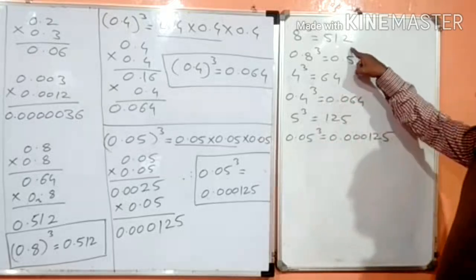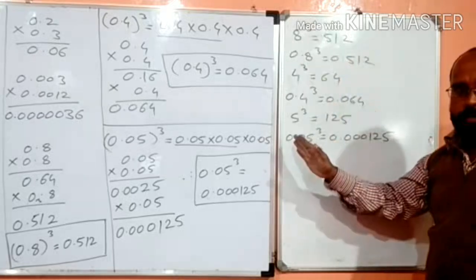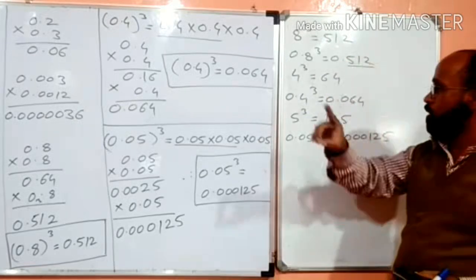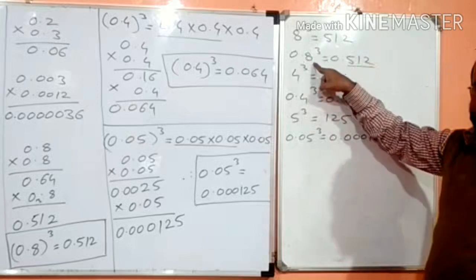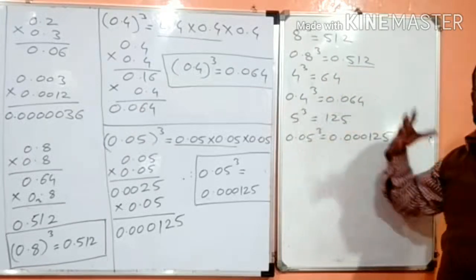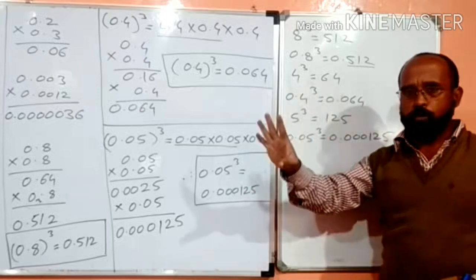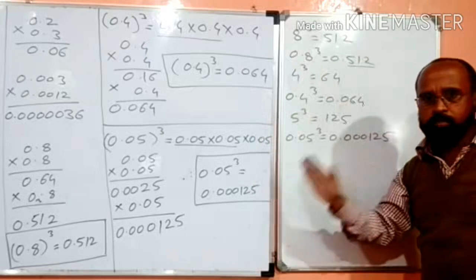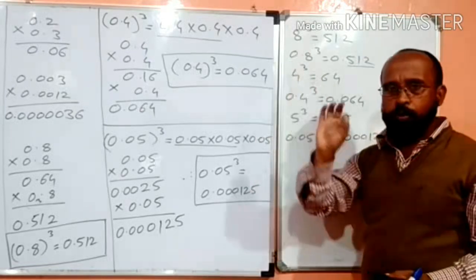Definitely. In the answer, whatever the decimal number is, we have to find its cube. First thing: if we are finding the cube of 0.8, we should know the cube of 8. If we are finding the cube of 0.4, we should know the cube of 4. So in the answer, the cube of the pure number is coming.